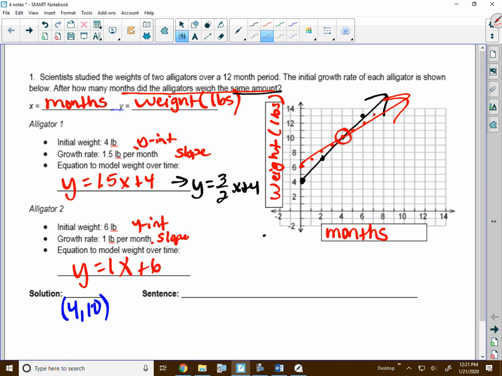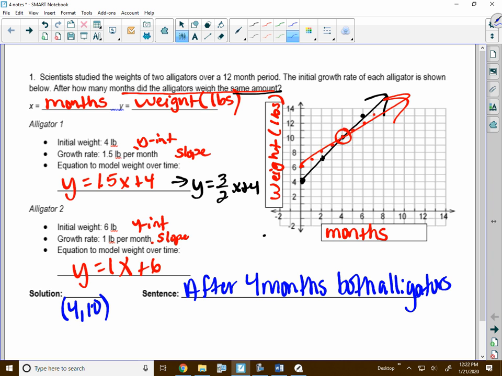Yeah, at 4 months, both alligators will weigh 10 pounds, right? Because we said at the beginning, X is months and Y is weights in pounds. So for our sentence, after 4 months, both alligators weigh 10 pounds. I feel like that's a pretty small alligator, right? 10 pounds. They're little babies. Little baby alligators.